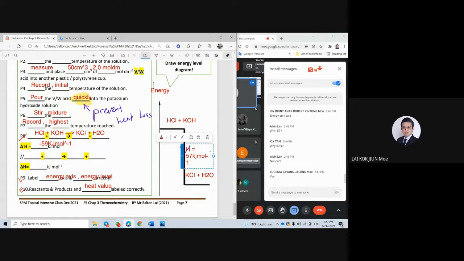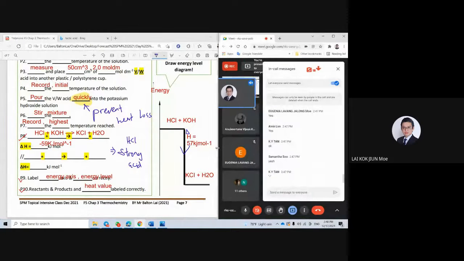Okay, write it down. Keep it like this. Now, can I draw the triangle here? Triangle like this, can I? Perfect. Does everyone agree? Done. Very good. 57 because this is the strong acid. We are using strong acid, and strong acid produces more heat. Yes, everyone happy? Anyone not happy? You can still do correction, you can still object.